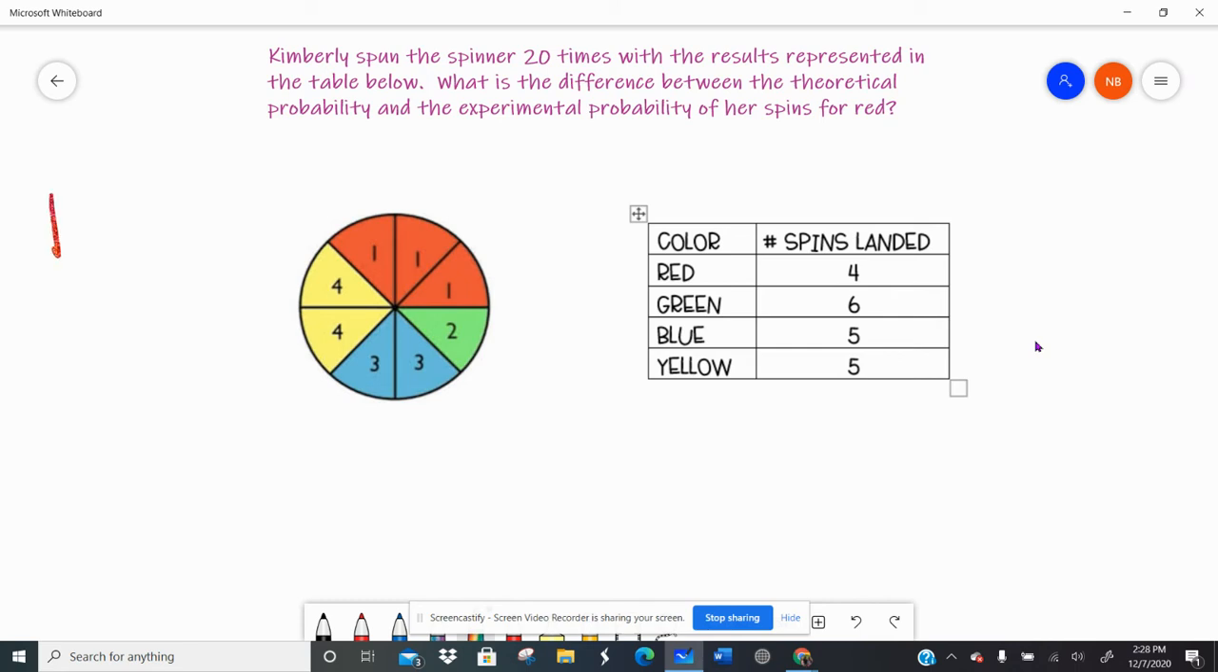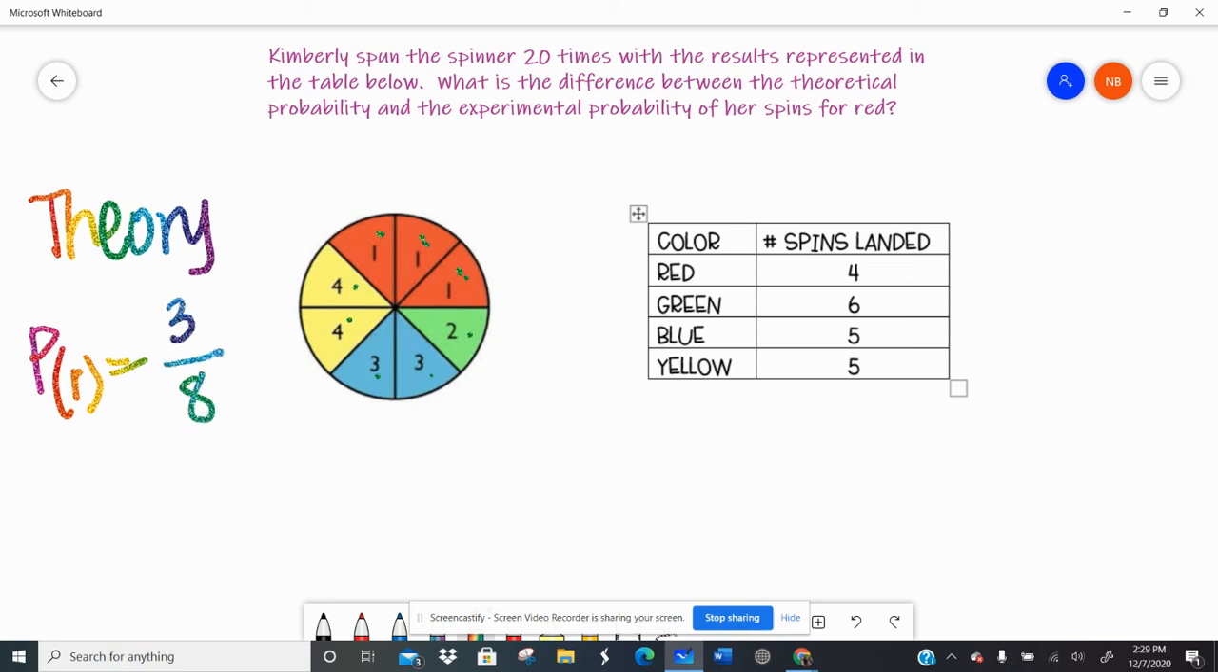So let's look at in theory, theoretical probability. The probability I land on red, and we're assuming that these 3 are red, right? So let's count how many pieces there are. 1, 2, 3, 4, 5, 6, 7, 8 pieces. 3 of them are red. So in theory, she should land on red 3 out of 8 times. But when she actually did her 20 spins, she landed on red 4 times. So 4 out of 20 times.